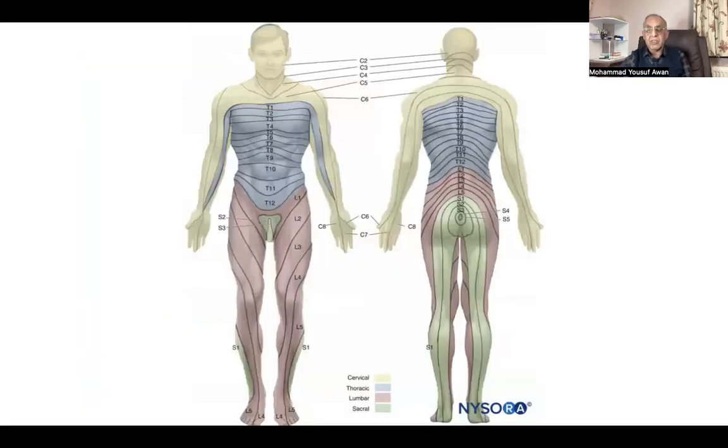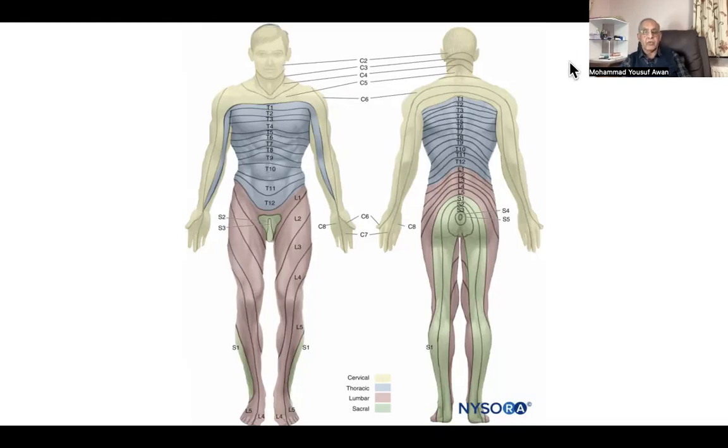So if we find that sensations are depressed or absent up to a certain level, then we need to know what level of the spinal cord is affected. This can explain the absent or decreased sensation below that level. So we really need to know the level of dermatomal supply by the spinal cord.